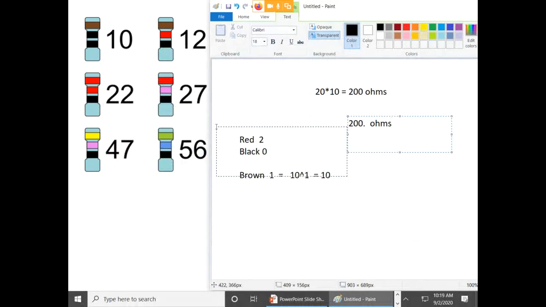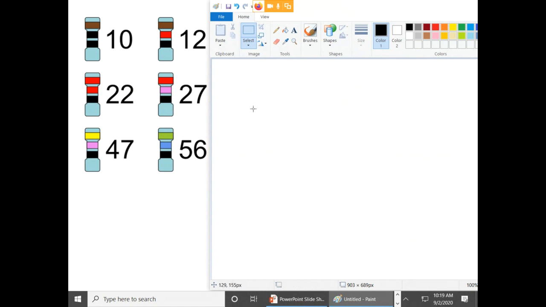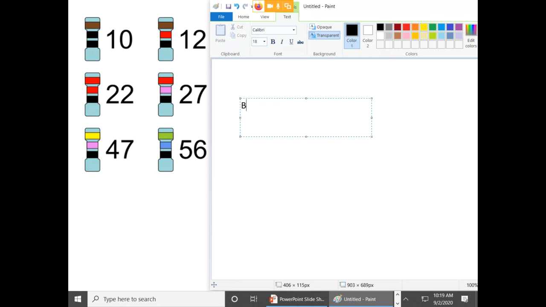All right, so if I had a resistor, and let's just pick some easy numbers here. Let's say that I had a resistor that was brown, black, brown, with a silver band. Then that means that this resistor would be 100 ohms plus or minus 10%, which means that this resistor could vary between 90 to 110 ohms.